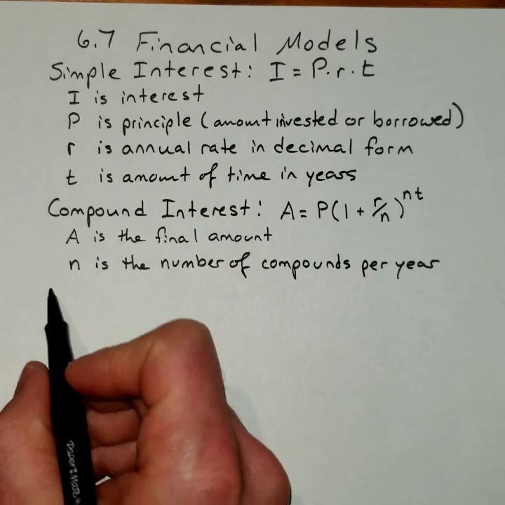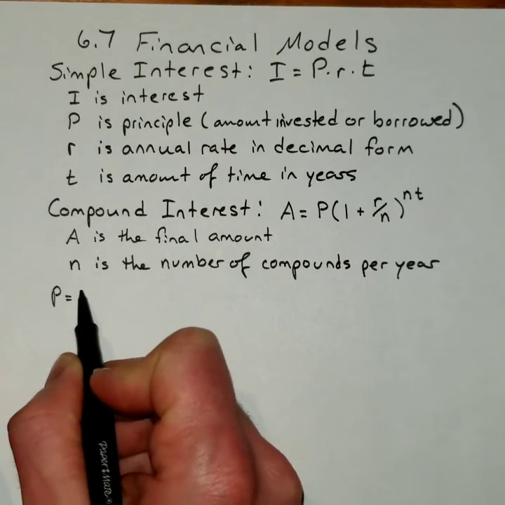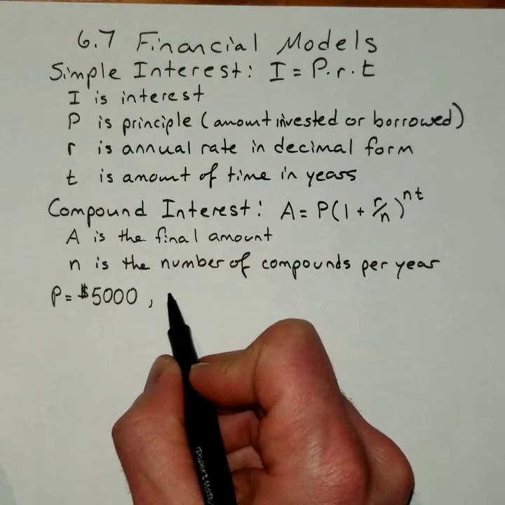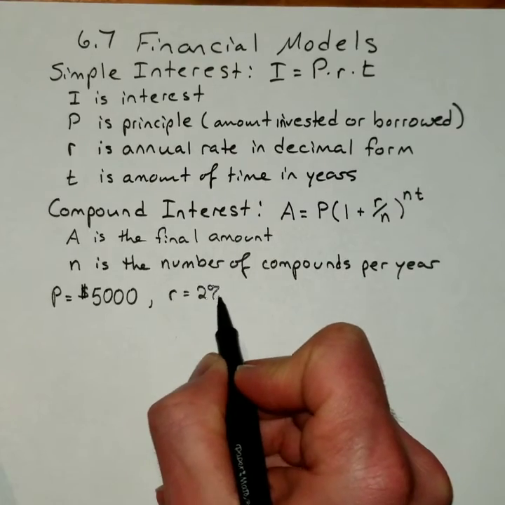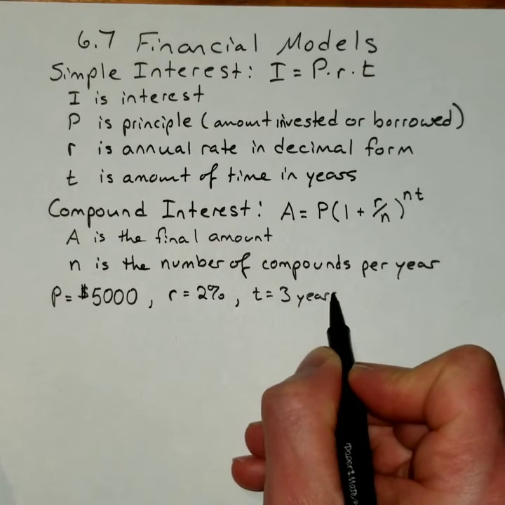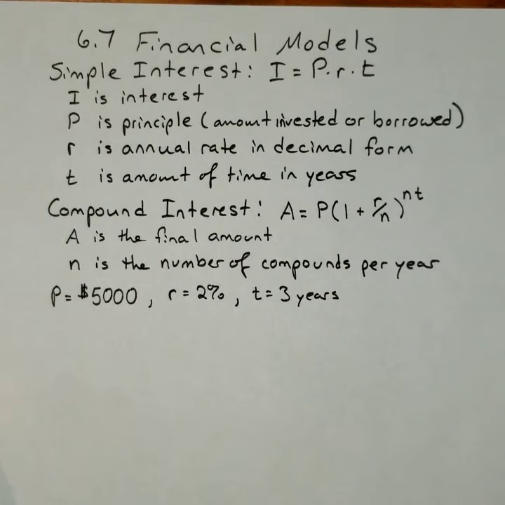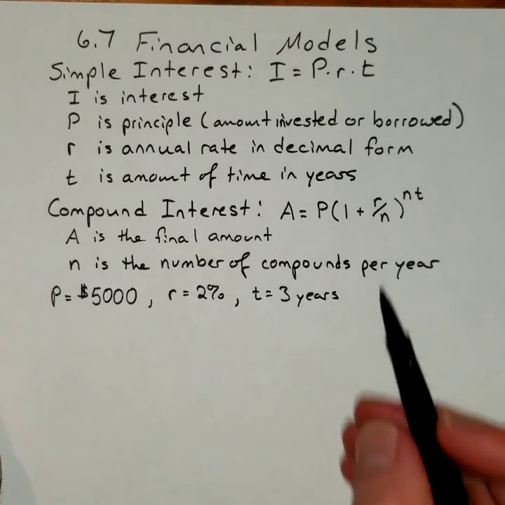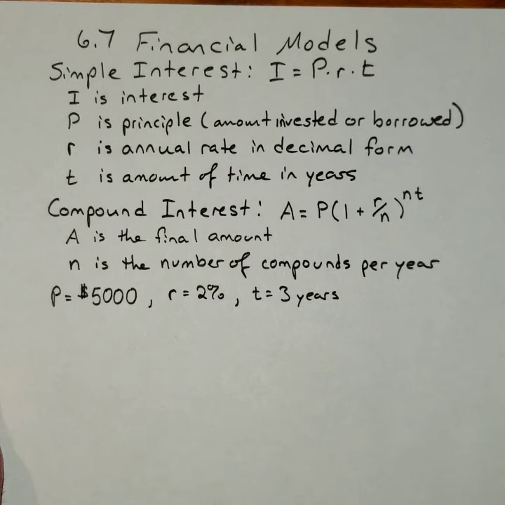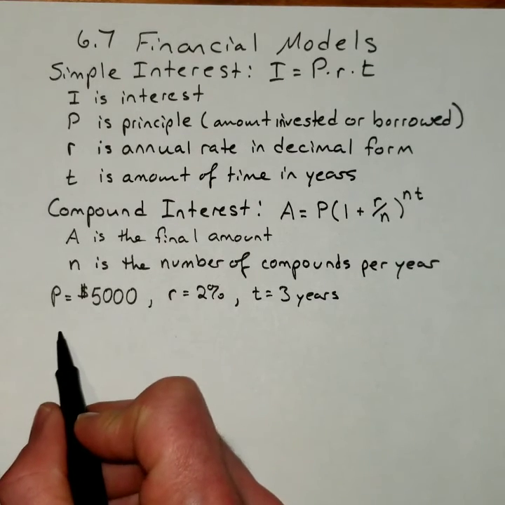If I were to invest, let's say, a principal of $5,000 at an annual interest rate of 2% for 3 years. Okay, let's say I just started off with those 3 pieces of information. That gives me everything in the formula except the n and the A, the 2 new pieces of information. Now I'm going to calculate this with different compoundings, just so you can see how they compare. So let's set up a little table here.